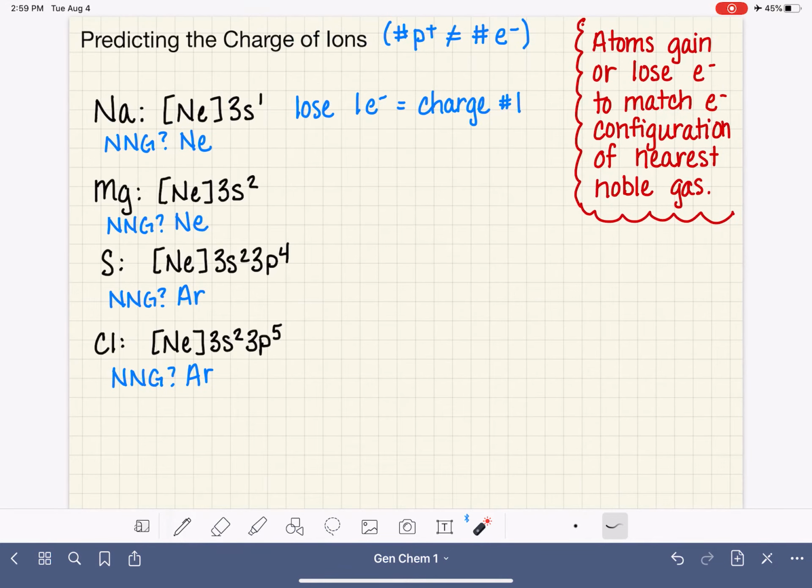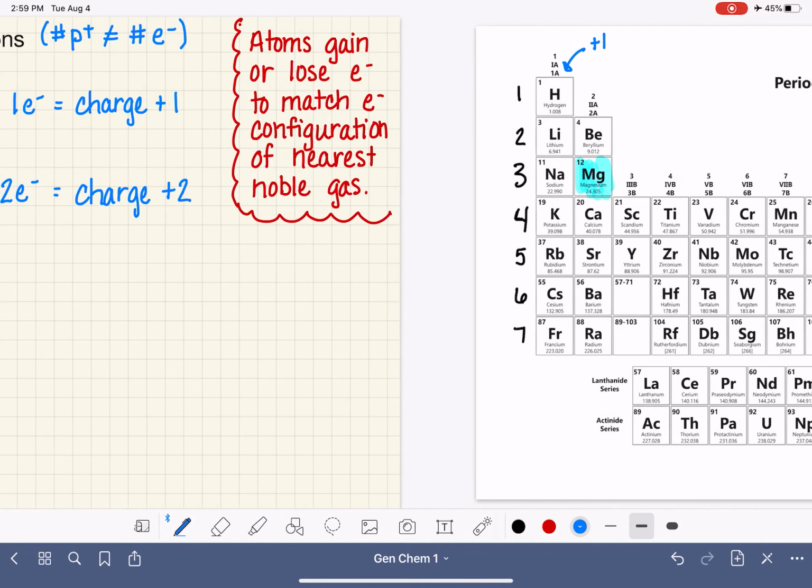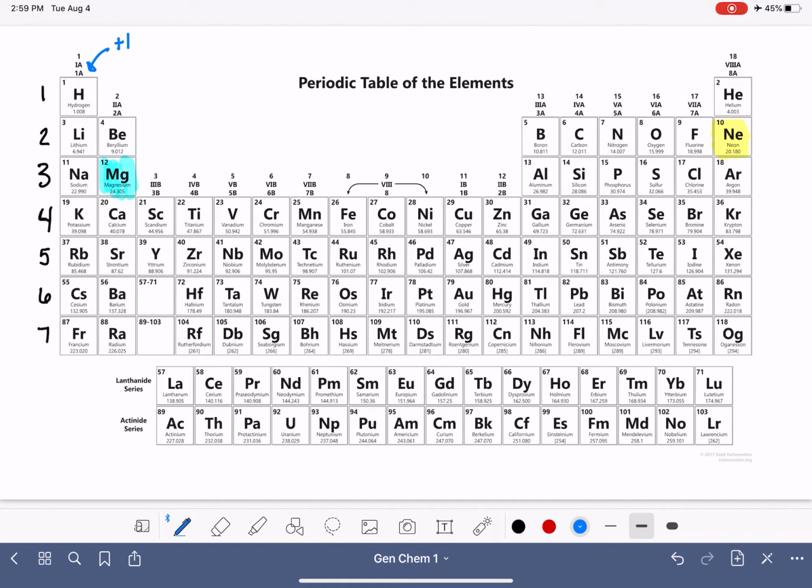Magnesium wants to lose 2 electrons, and when it loses 2 of its negatively charged particles, it's going to end up with a charge of +2. I see that I used the number sign up here instead of the plus sign. So when magnesium ionizes, it loses 2 electrons, which results in having a +2 charge.